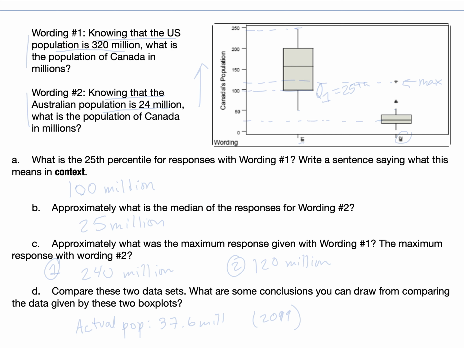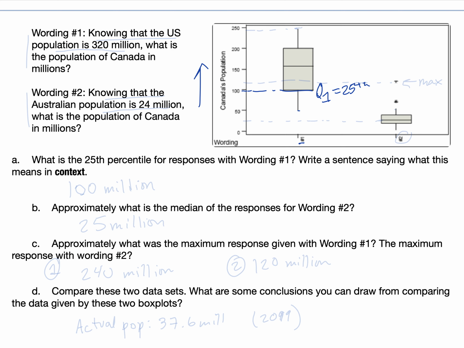What is the 25th percentile for responses with wording number one? Write a sentence saying what this means in context. So here's our wording one, and what's the 25th percentile? Since the scale is going up, this would be our minimum, and this would be our Q1, which is the same thing as the 25th percentile. So the 25th percentile looks like it's about 100 million. We're just looking for a close estimate. If you'd said 90 million or something like that, that's fine as well. We're trying to get our best estimate based on the graph. So I'd say it's about 100 million.